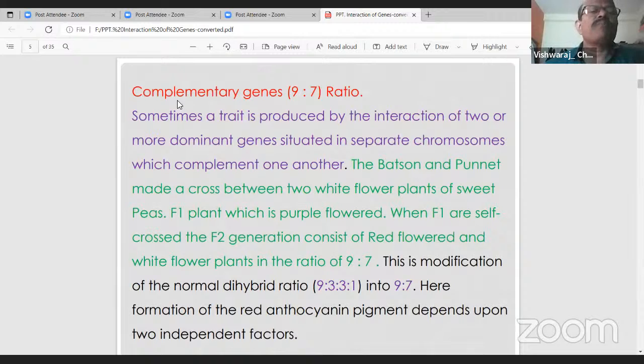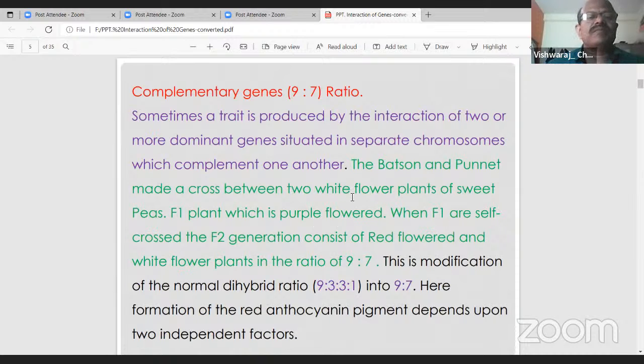Number 1, complementary genes, 9:7 ratio. Sometimes a trait is produced by the interaction of two or more dominant genes situated on separate chromosomes, which complement one another. Bateson and Punnett made a cross between two white-flowered plants of sweet pea, and the F1 plants had purple flowers.